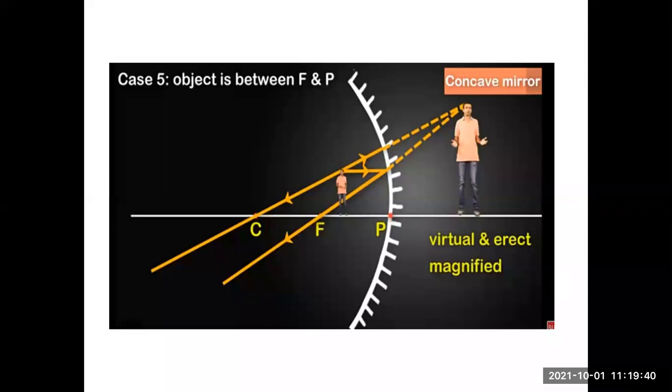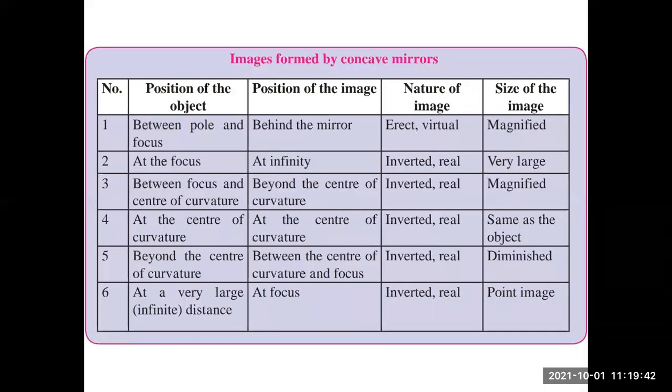So the image here we are getting is magnified. This is the table which is given in your textbook, we have precisely seen all the 6 cases. You can all draw these diagrams at your homes just by placing the C, P, and F properly in the concave mirrors. If you draw these diagrams, you will be able to understand these diagrams as well as the image formation and the nature of images.